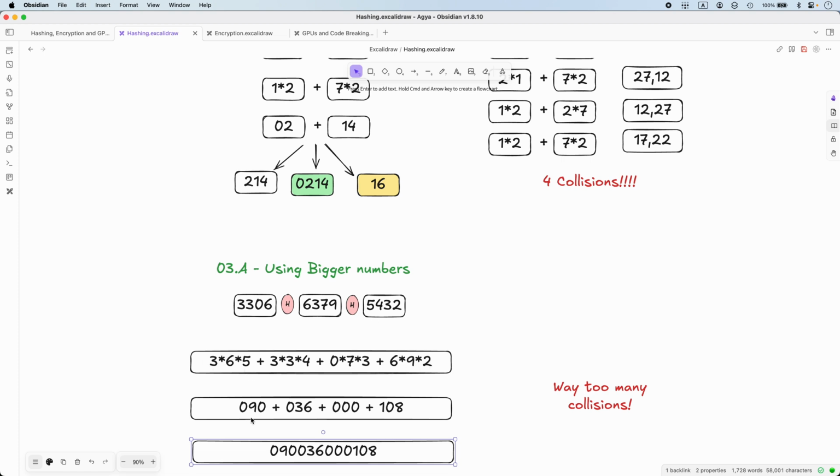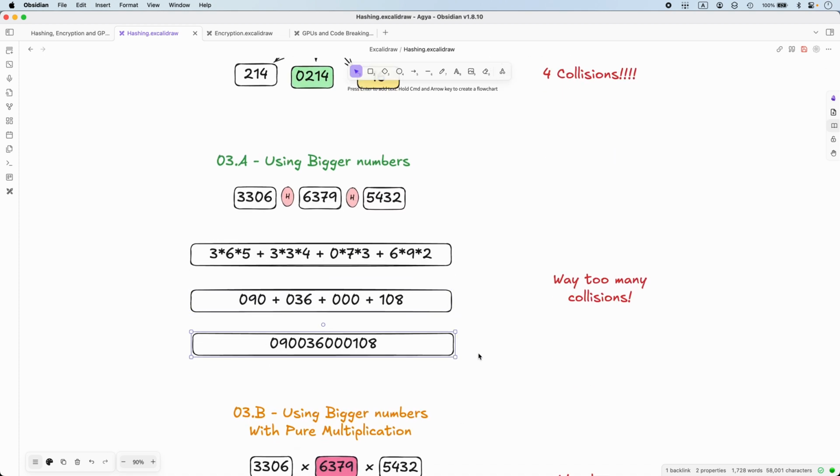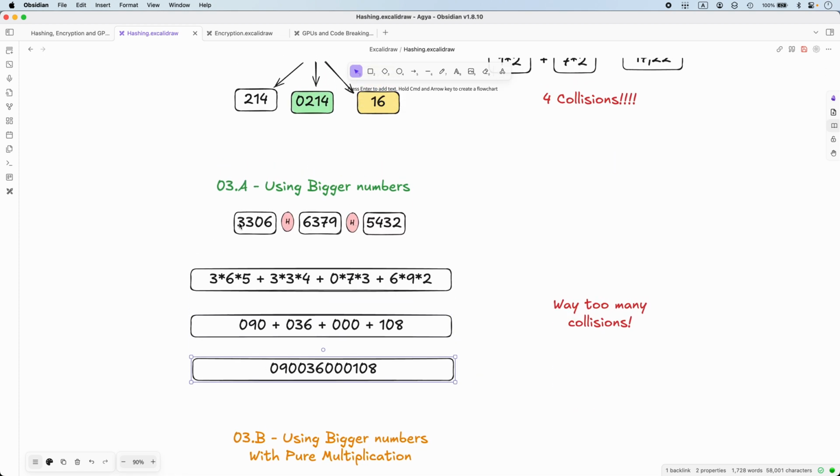This 365 becomes 90, this 334 becomes 36. This, since 0 is involved, becomes 0. 692 becomes 108. Result, this. And if you were to know that this result came out as a result of this weird multiplication system, how many collisions do you think? There are way too many collisions.